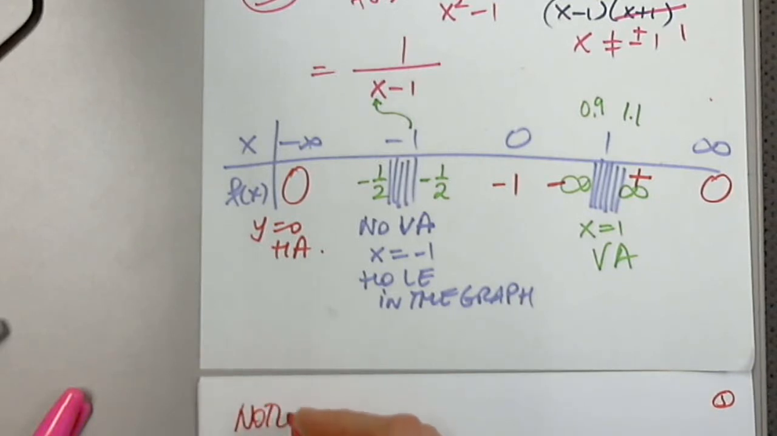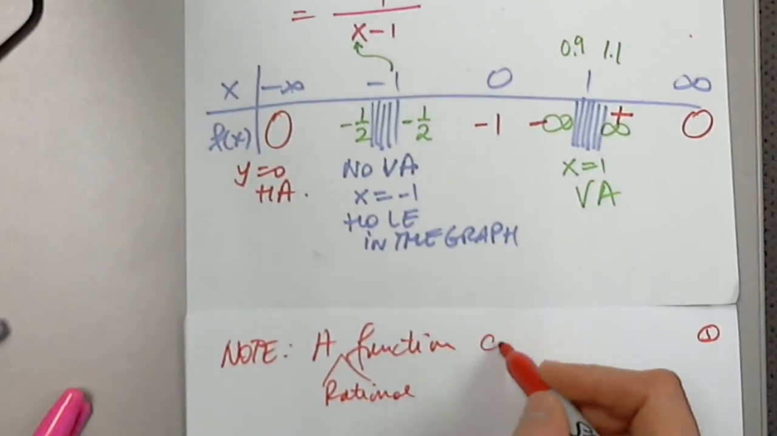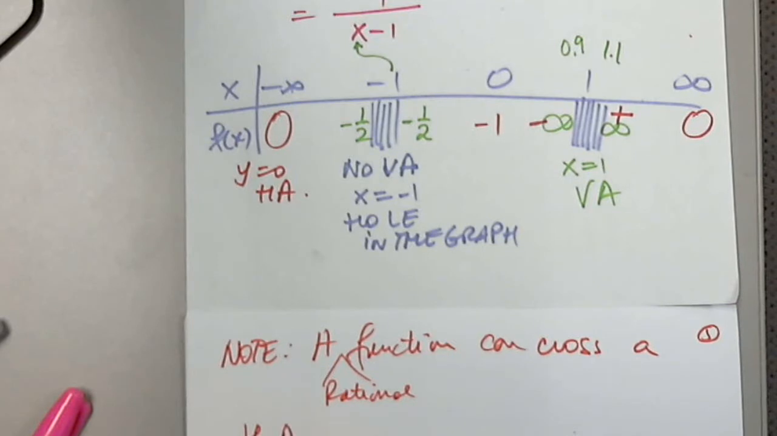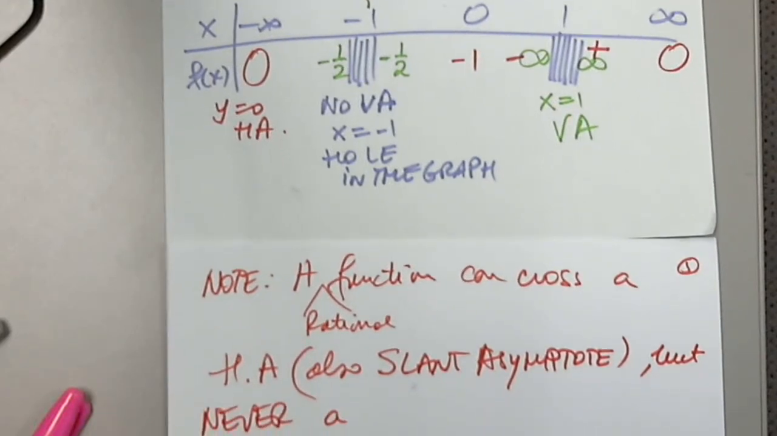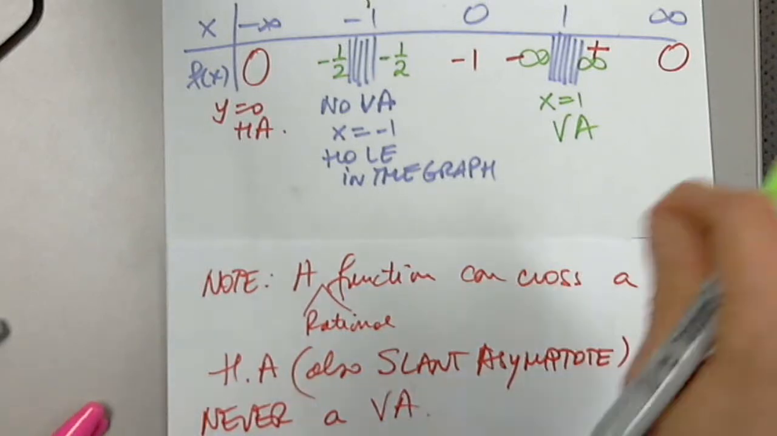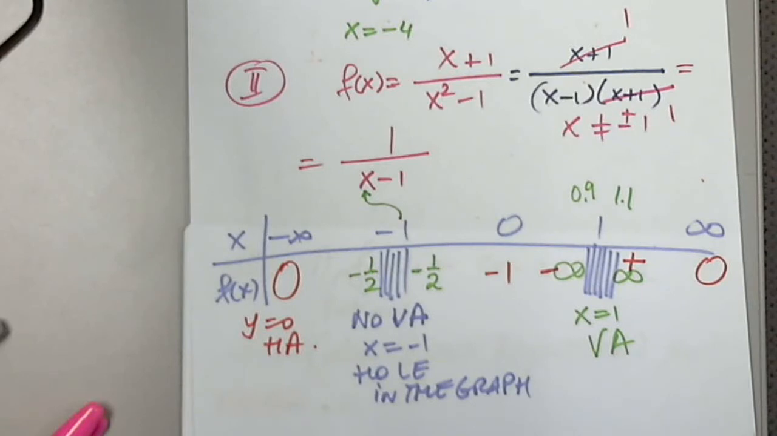So let's write it as a note. A rational function can cross a horizontal asymptote. I'm going to put in parentheses also, but we haven't talked about it yet, a slant asymptote, but never, ever what? A vertical asymptote. Correct. So a function can cross a horizontal asymptote. It can cross a slant, but it will never ever cross a vertical asymptote. Good. So now let's try and make sense of this information and graph the function.